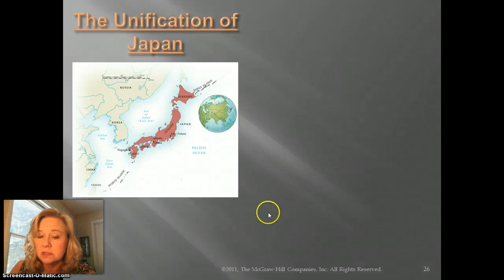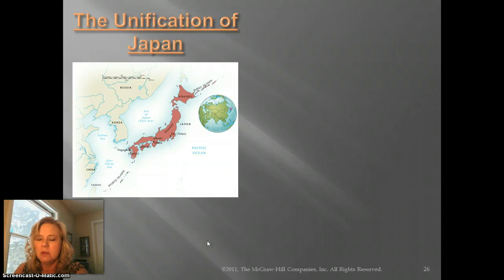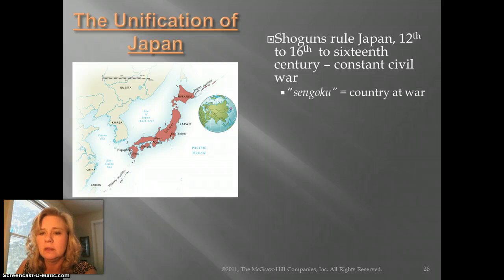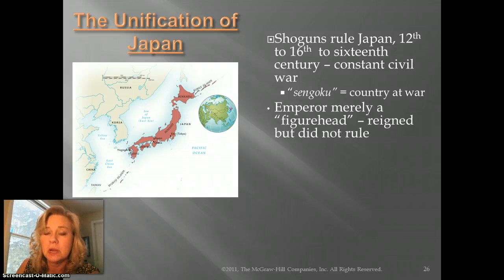Welcome to our second installment of Chapter 26 screencast, the Unification of Japan. Now, Japan from the 12th to 16th century was marked by civil war. If you remember the end of the Warring States period in China, just prior to the Shin Dynasty, this was a similar situation in Japan. In fact, it was called Sengoku, the country at war.